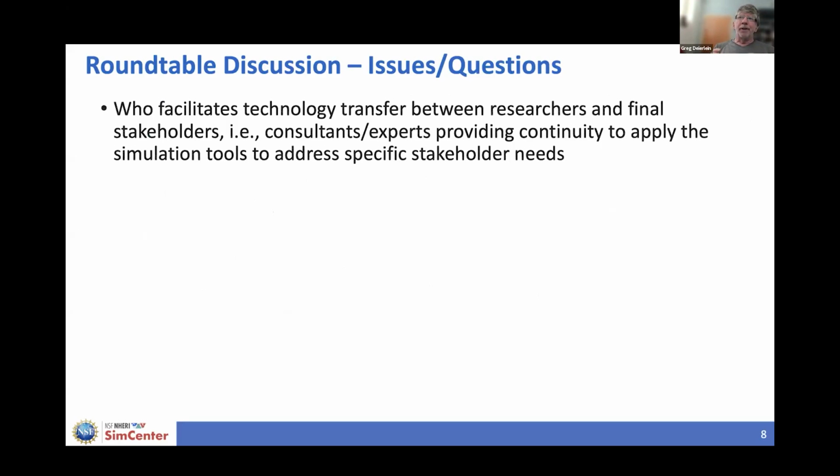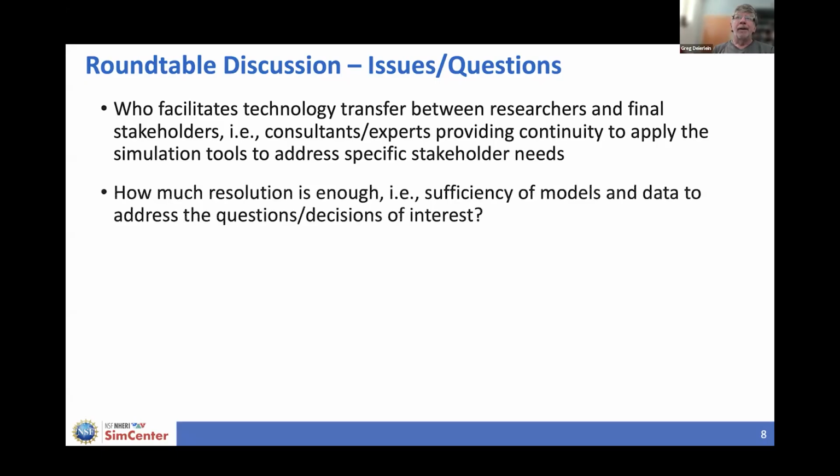When you think about regional simulations, who is the entity that facilitates transfer between what researchers are doing for a regional simulation and what stakeholders are interested in? Those of us who work in structural engineering or geotechnical are used to interacting with professional structural engineers or geotech engineers to translate our research into practice. But when we think of these regional simulations, what's that middle layer of people who are working on that?